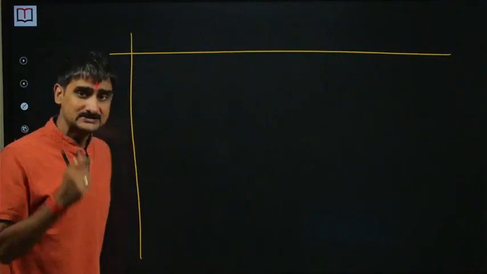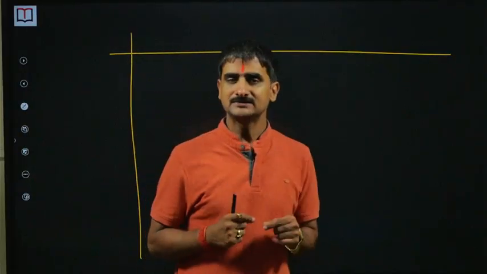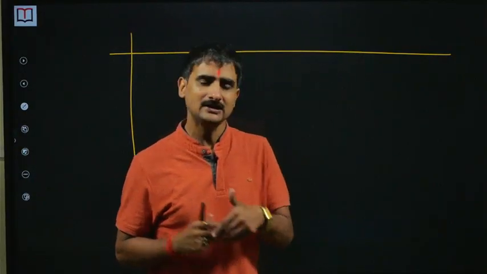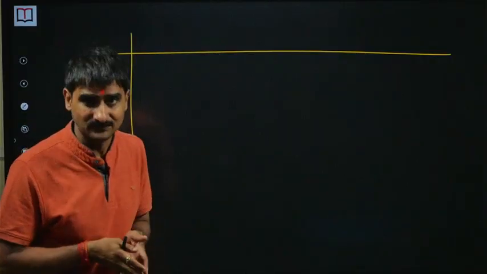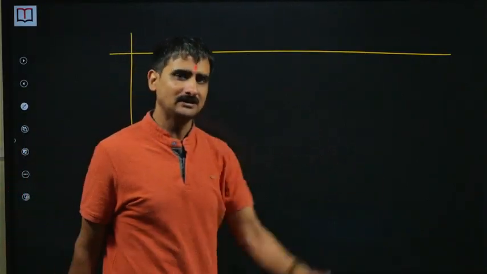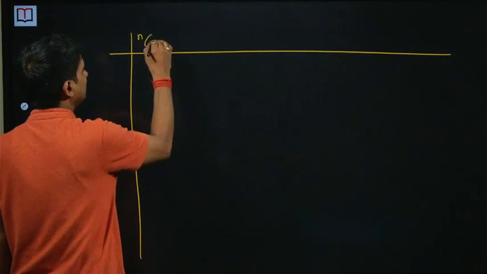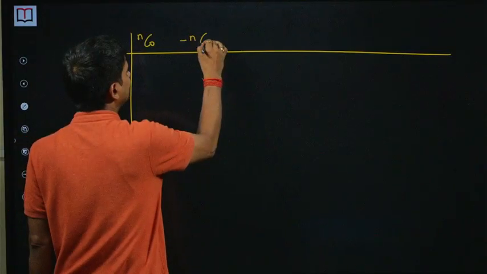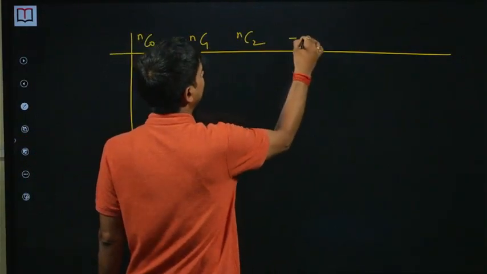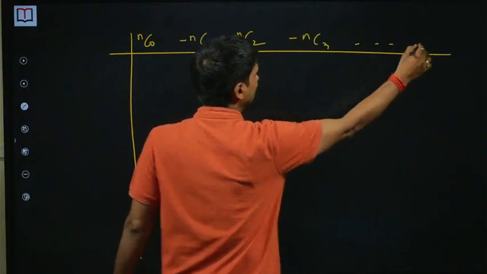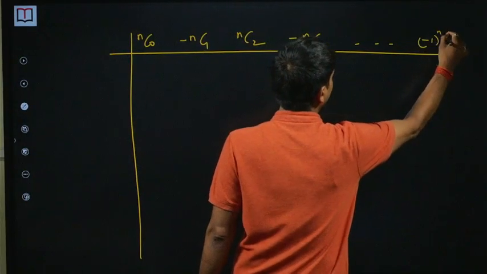Okay, so first one is for i. Minus 1 raised to the power i times nCi, where i goes from 0, because i starts from 0, and I am taking it till n. So the first one is of course 1, which is nC0. The second one is minus nC1, then nC2, minus nC3, and so on.